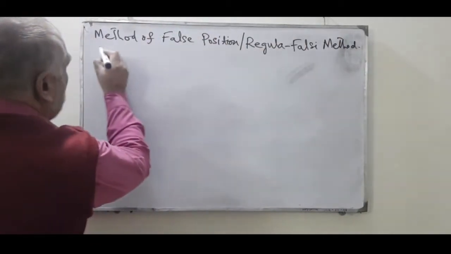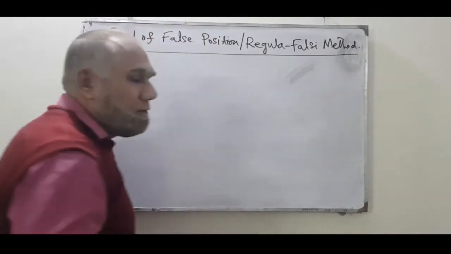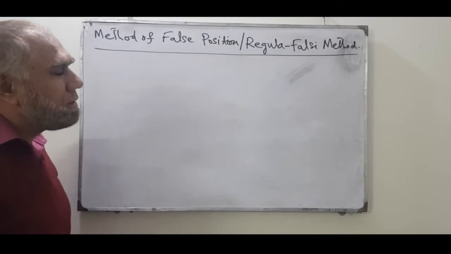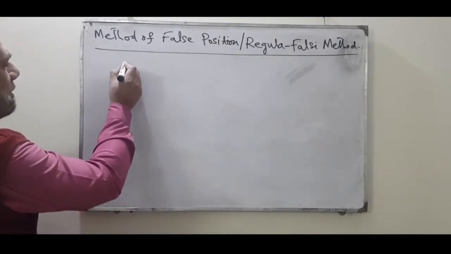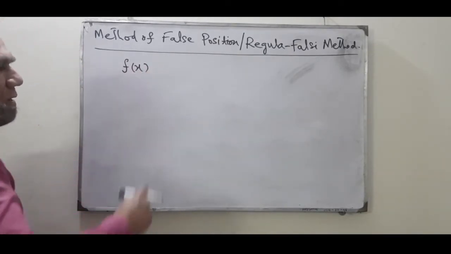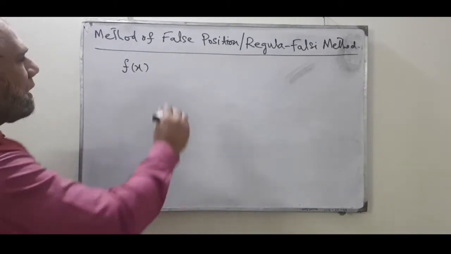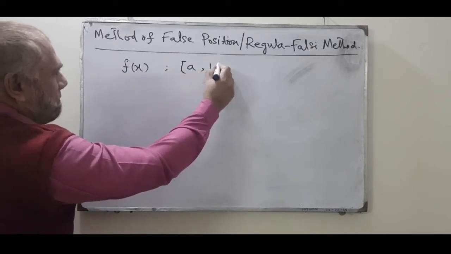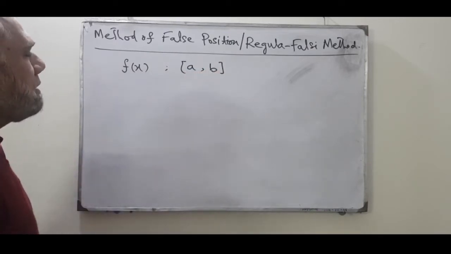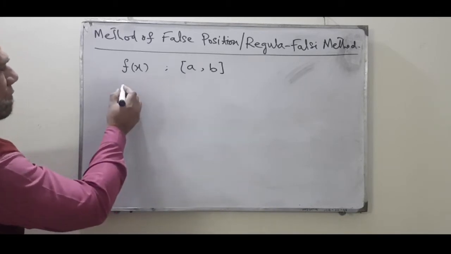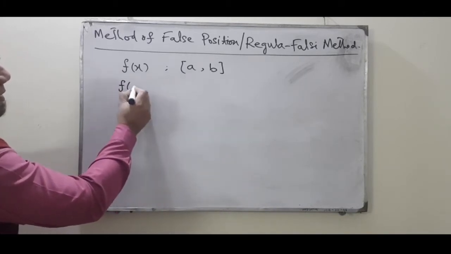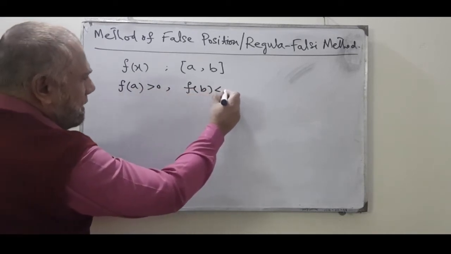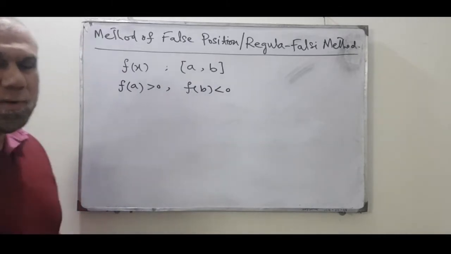If you have gone through the previous video on the bisection method, this method also works almost on the same lines. So here we start with a function, say f of x, whose root we are looking for, and the domain in which the root lies is a and b. For the time being, we assume that the function has a positive value at a, and at b it has a negative value.